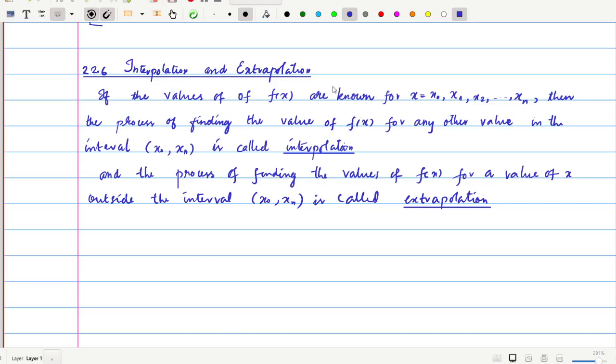Hi all. Today we discuss section 22.6, interpolation and extrapolation. The definition of interpolation is given here. Before that, I give you the insight of the definition of interpolation.